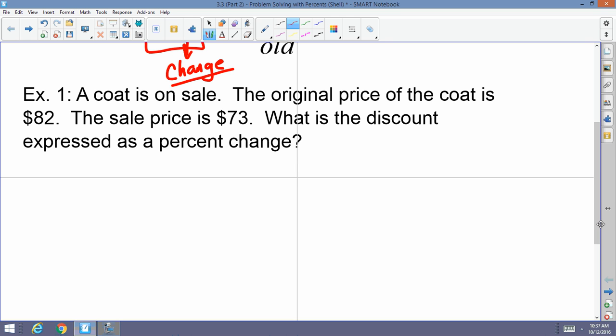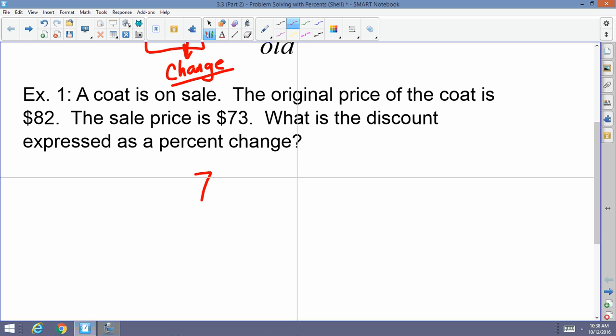All right, let's take a look. Number one: a coat is on sale. The original price of the coat is $82. The sale price is $73. What is the discount expressed as a percent change? In this case, we have an old price and a new price. The old price is not necessarily always the largest. The new price is the most recent, and the old price is the oldest one. So the original price is the old price, and the new price is the sale price.